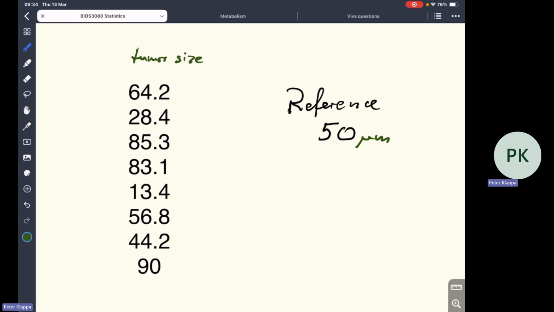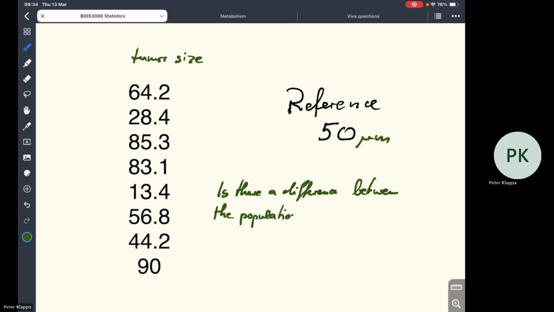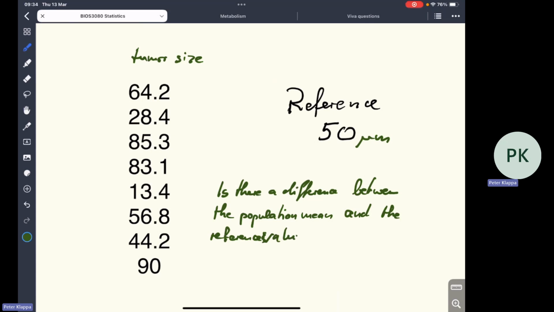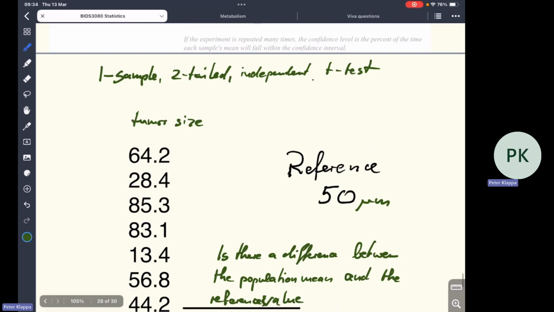So what we are basically asking is: is there a difference between the population mean from our sample and the reference value? It is still a t-test.